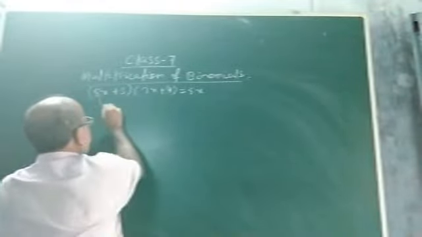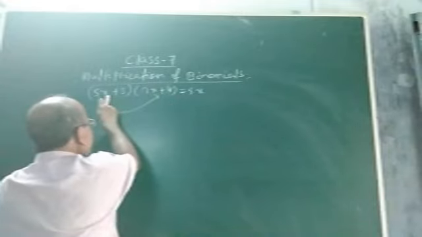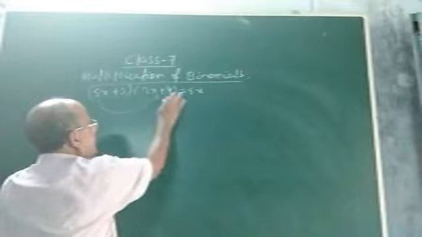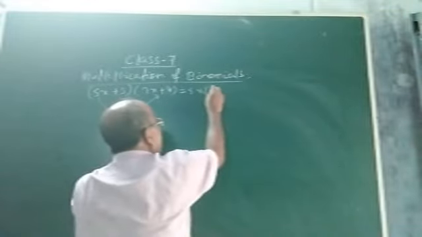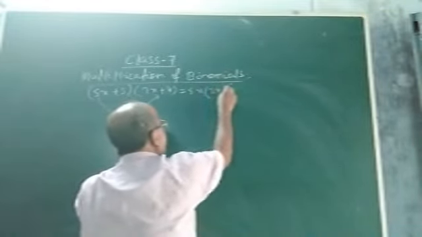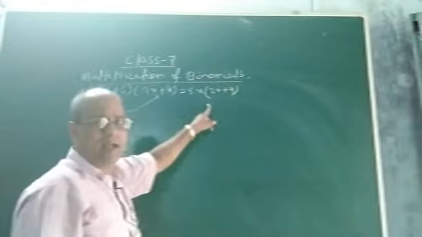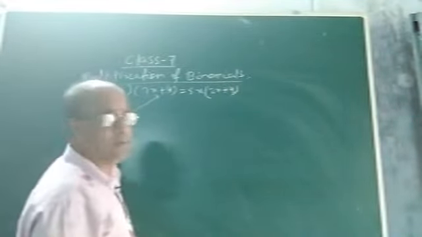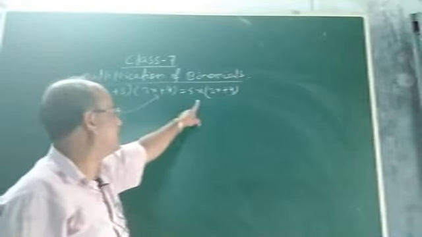That means this 5x, which is the first term of the first binomial, is to be multiplied by the second binomial. Multiply it by the second binomial. See. So what will I write? If we have to multiply the first term of the first binomial by the second binomial, then we will write like this.